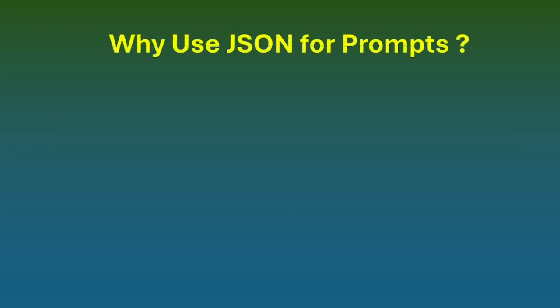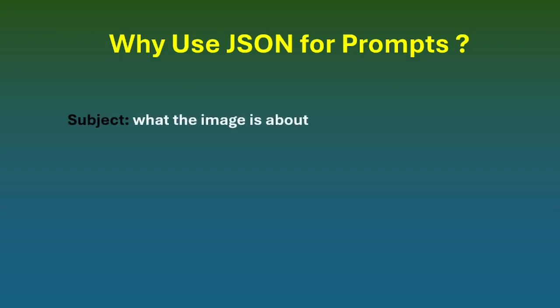Let's start. First, let's ask the question: why use JSON for prompts? Well, most people type long, chaotic text prompts, but that can confuse the AI. JSON gives you a clear, organized structure, so the AI understands each part of your image request precisely. Let's start with a simple and basic format.